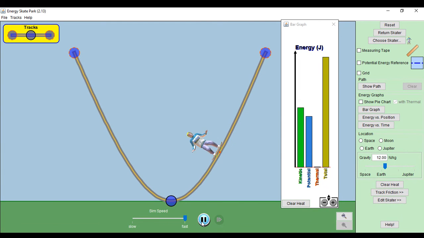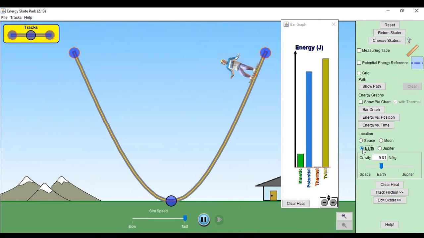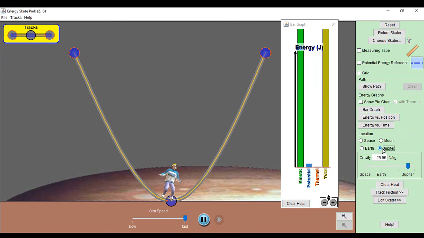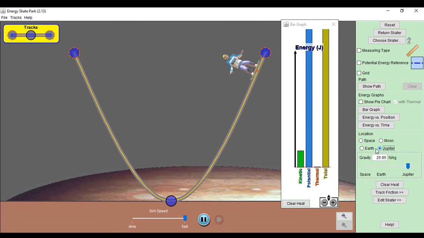Now, a couple of things. Right now, we're on planet Earth. That's what it says right here. But what if we went to Jupiter? What would change on planet Jupiter? Well, the only thing that would change on Jupiter would be the gravity. So with more gravity, you'd have more potential energy, but the same concept would work.